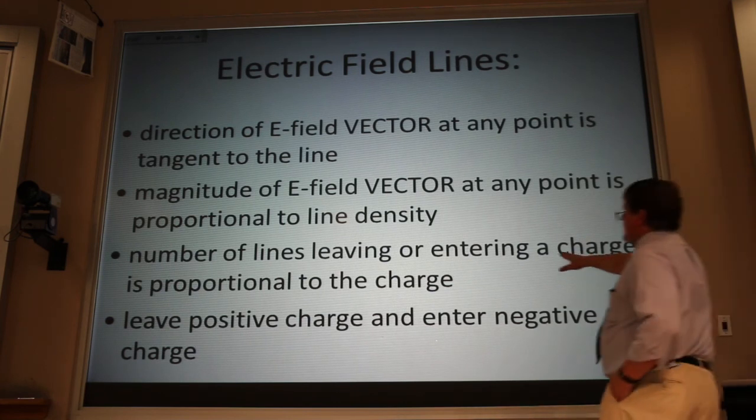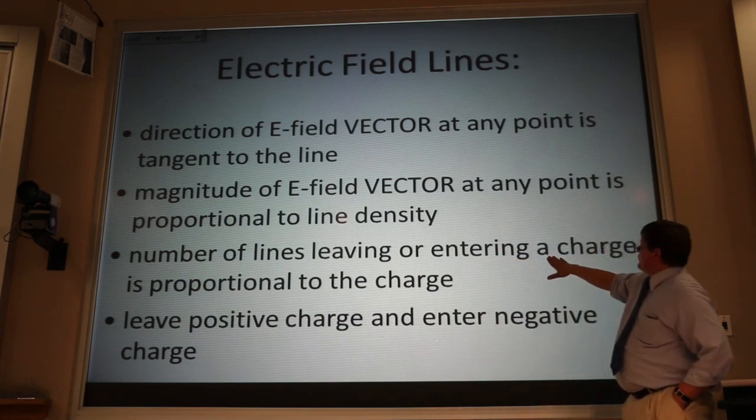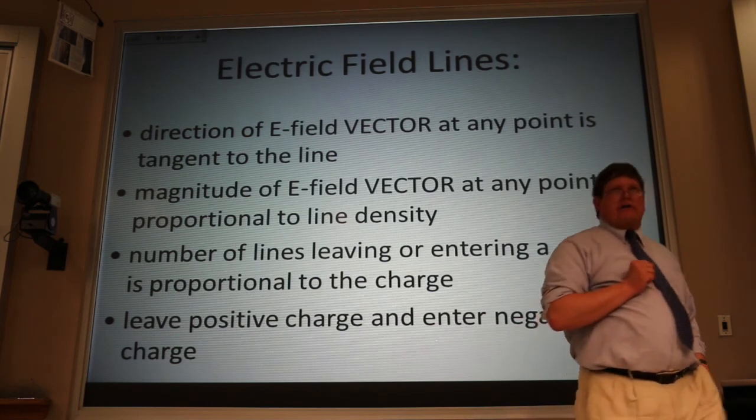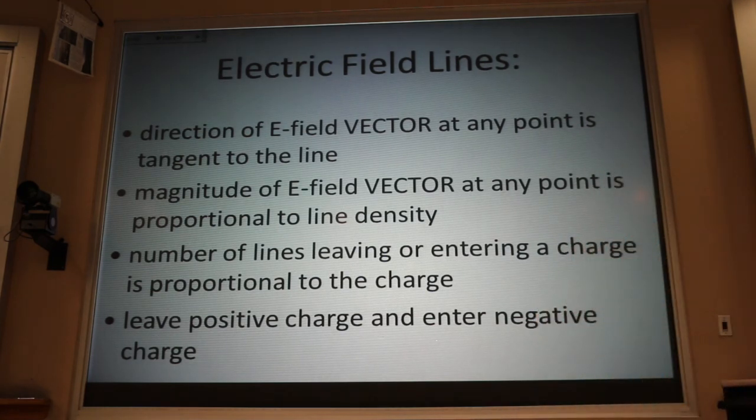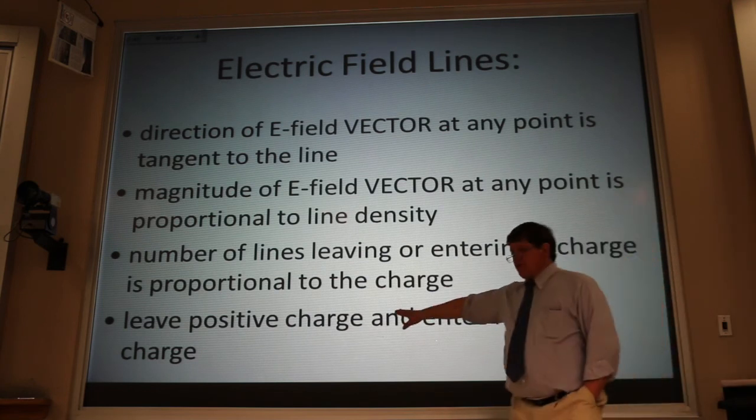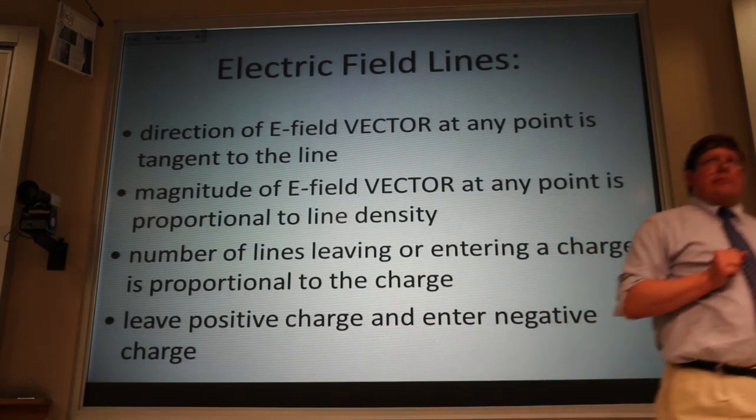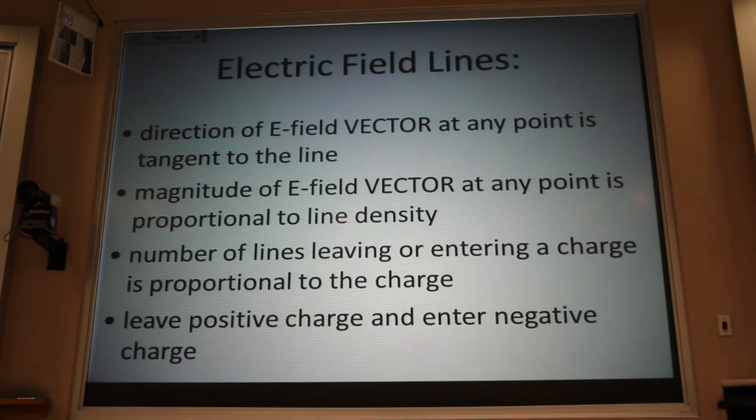The number of field lines leaving positive charge or entering negative charge is proportional to the size of the charge. If one charge is twice the magnitude of the other, it should have twice as many field lines connected to it. And these field lines leave positive charge and they die on negative charge. They're born on positive charge, they die on negative charge.